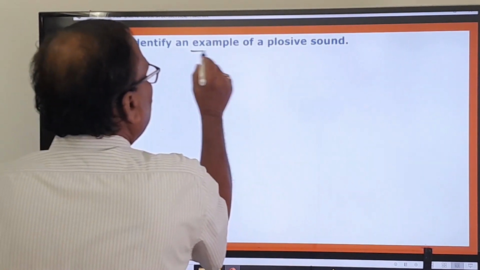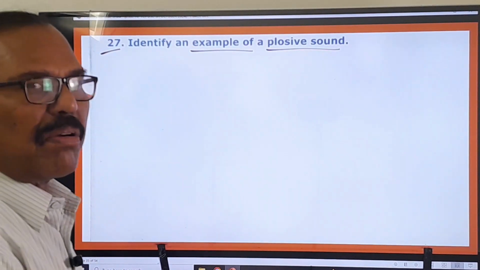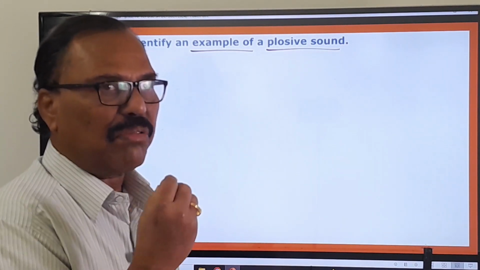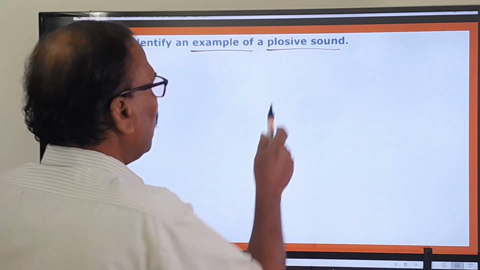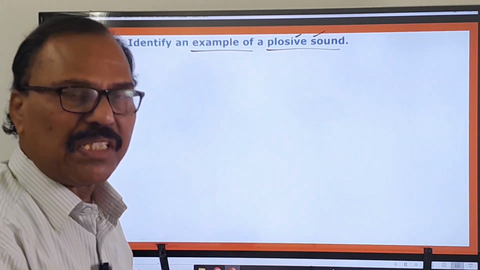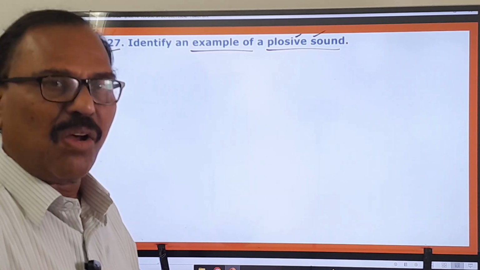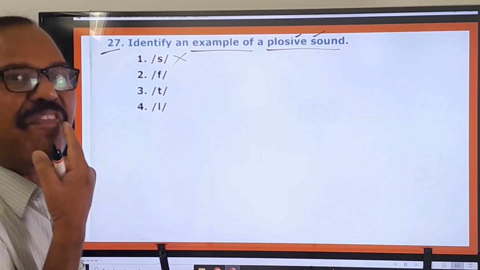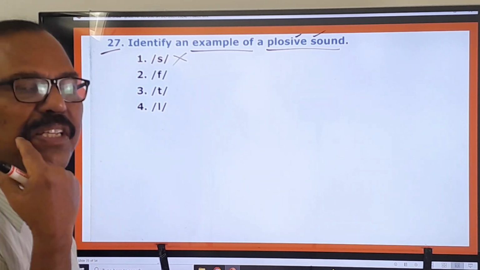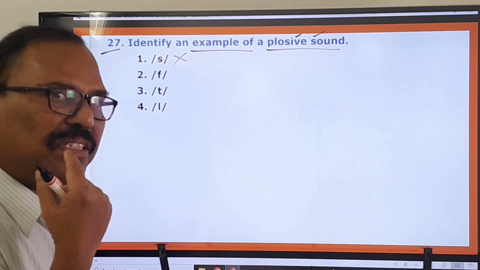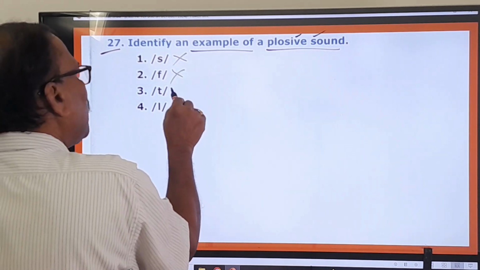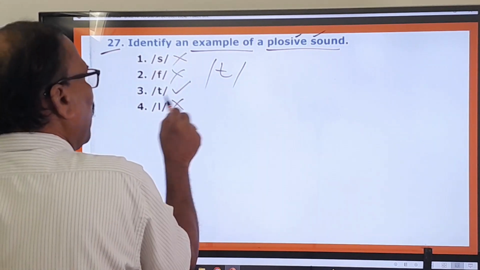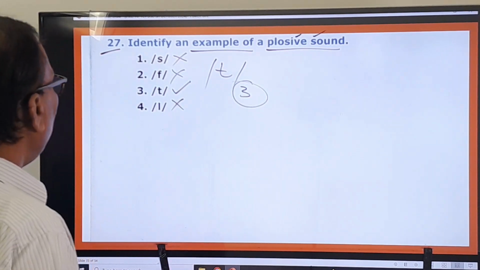27th one. Identify an example of a plosive sound. Plosive, pa. Plosive, you obstruct the air in the mouth and you release it suddenly. Then you can get this plosive. I have talked to you about this in my video, phonetic symbols and all that. Okay, here sa, no plosive. Fa. The wind is going from beside the tongue. So here this is a friction. Ta, this only there. No. So ta is only the plosive. First one, second, fourth one are wrong. Only the third one is the right one. You move on to the next one.